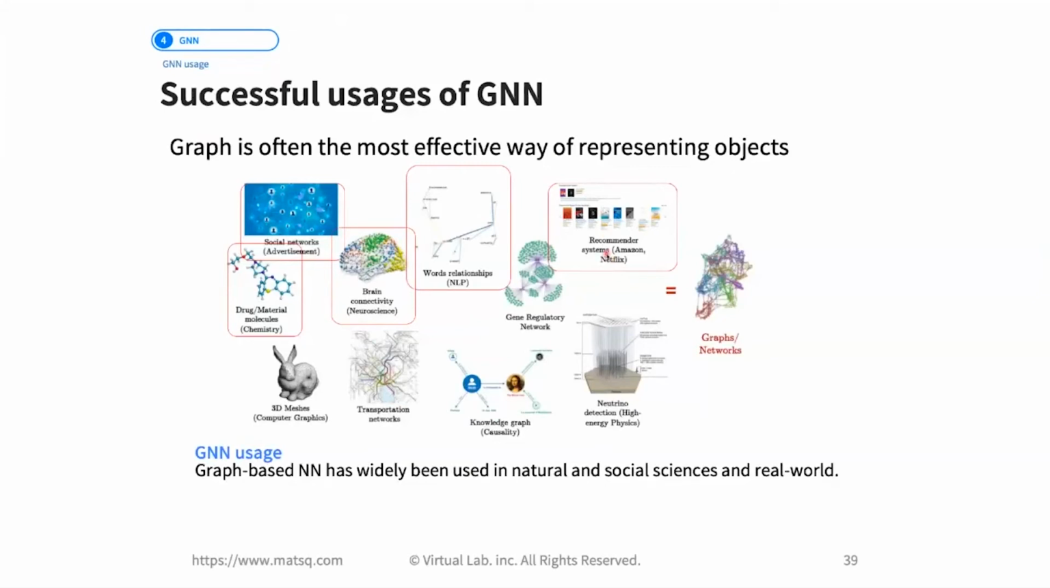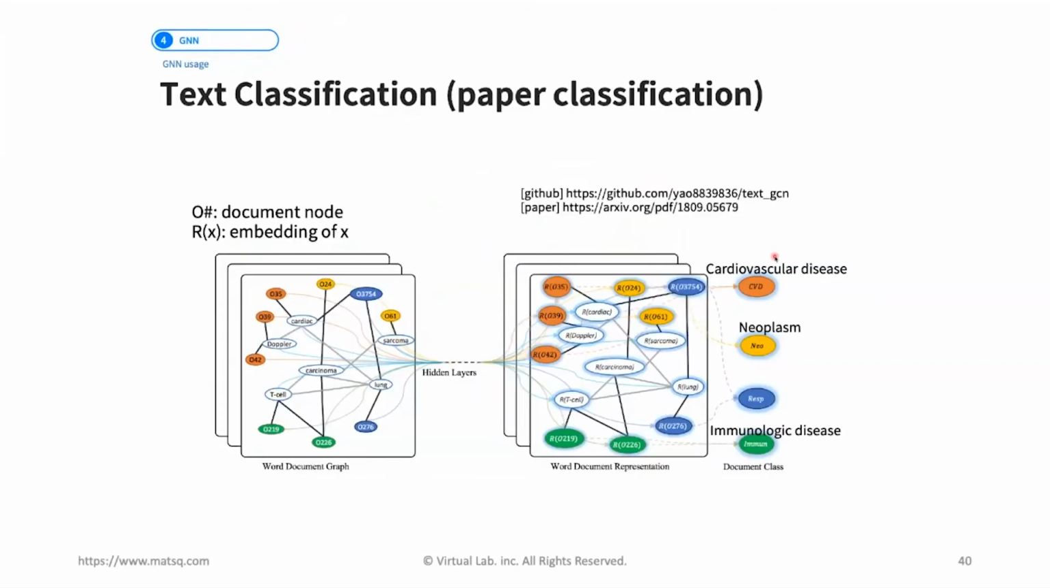And graphs are often the most efficient way of representing objects. In simple terms, points and lines are connected. A graph is not so different: there are some nodes and edges, connected. This is just a graph neural network. So I'll give you one example today.